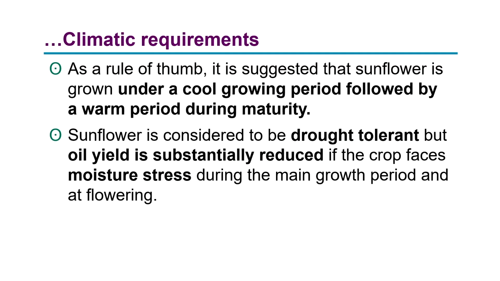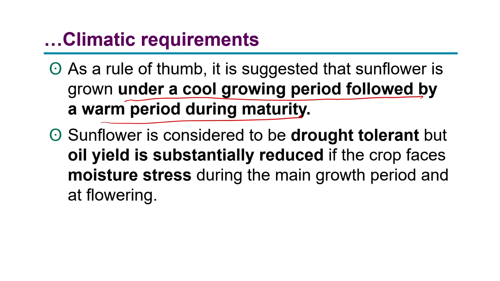As a rule of thumb, it is suggested that sunflower is grown under a cool growing period followed by a warm period during maturity. So we should manipulate our sowing time in such a way that a cool period is experienced during the growing period, and during maturity we get a warmer period.